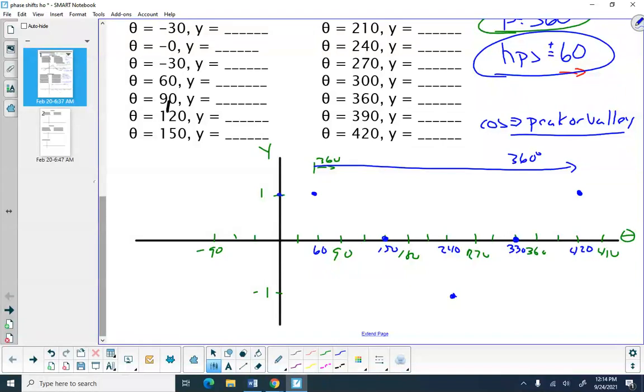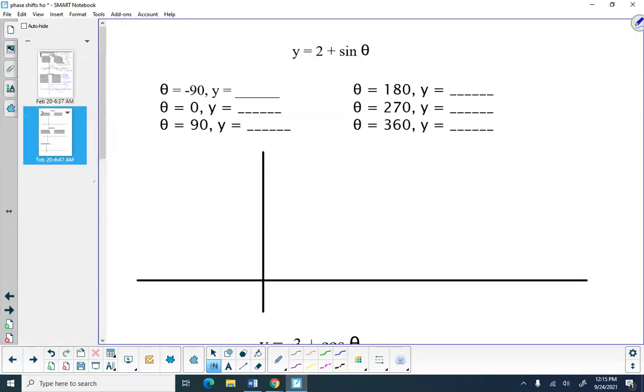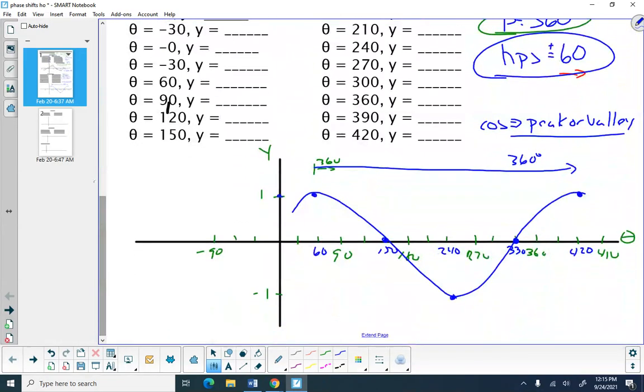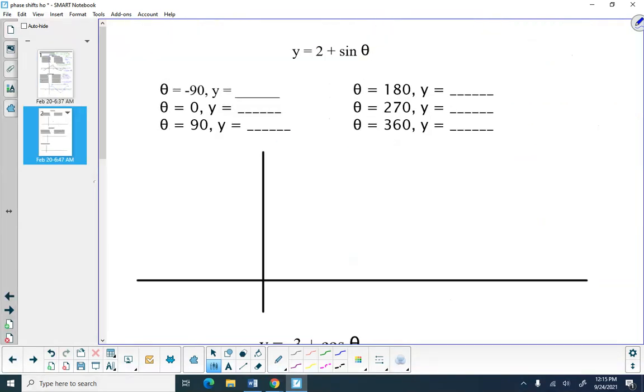So if I look at my cosine curve, here's my cosine curve with the phase shift of 60 degrees to the right. Make sure everybody's good. All right, let's go to the back side.